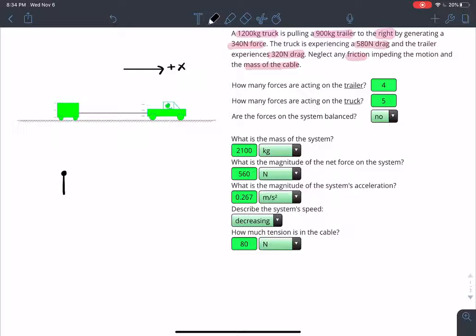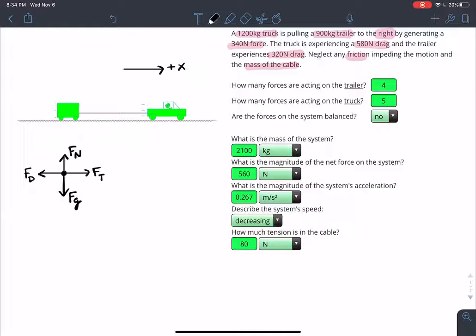The trailer has the force of gravity, its weight acting down, and an equal opposite force called the normal force acting up. We see that there is a cable attached to this trailer. So that cable is going to be pulling on the trailer with some force of tension. And then we're told in the problem that there is a drag force, and that's given to us in this problem. So I'm just going to do FD for drag.